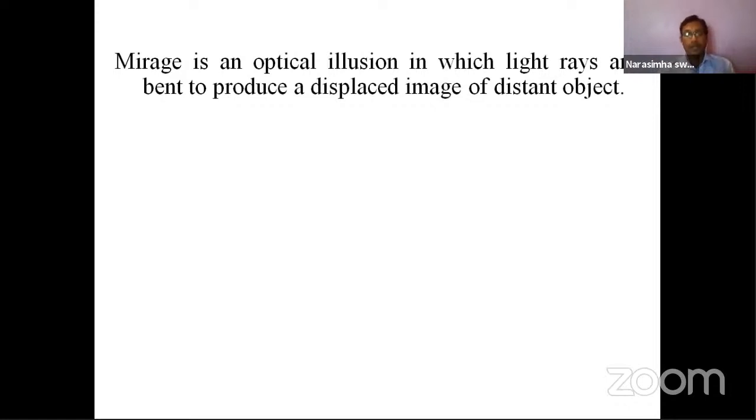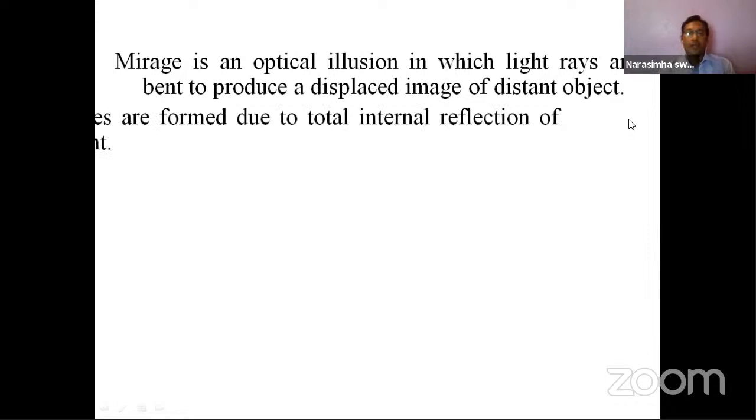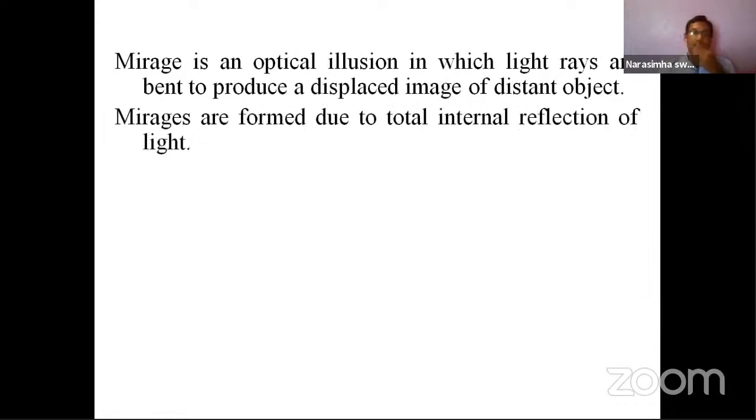It is part of your syllabus, and mostly the 4 marks question will be asked from the formation of a mirage. A mirage is an optical illusion in which the light rays are bent to produce a displaced image of a distant object. So a mirage is an illusion; the image appears to be displaced. Mirages are formed due to the total internal reflection phenomenon.